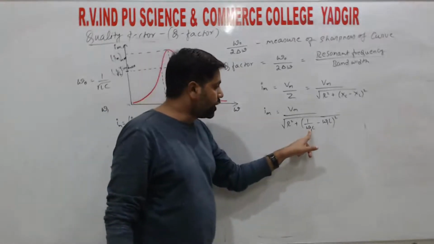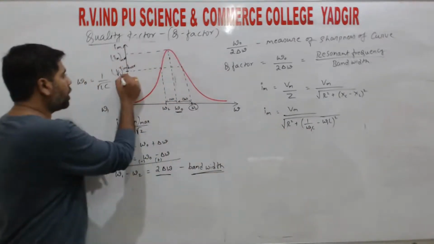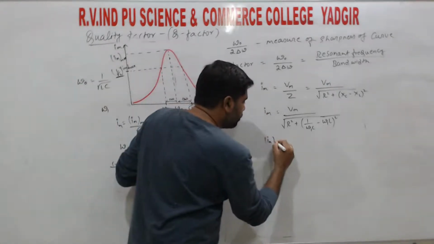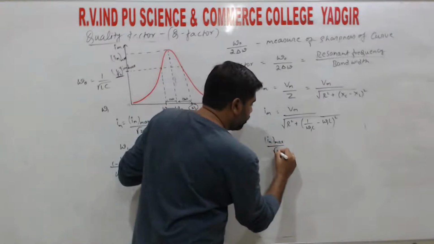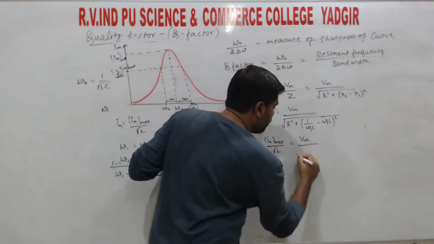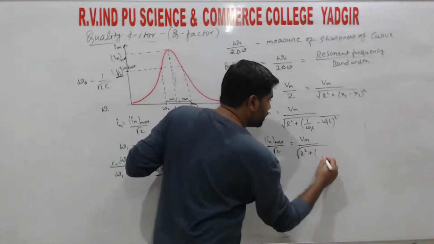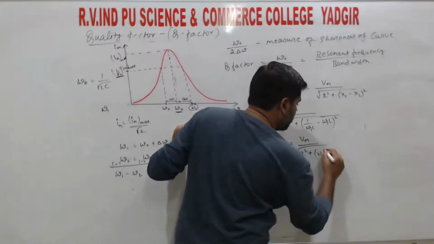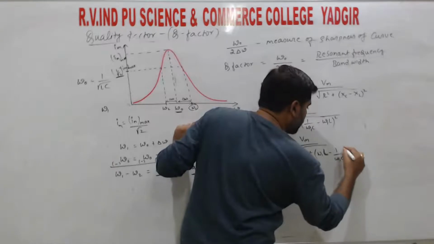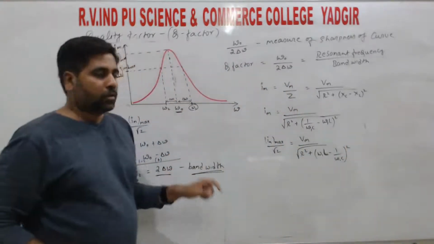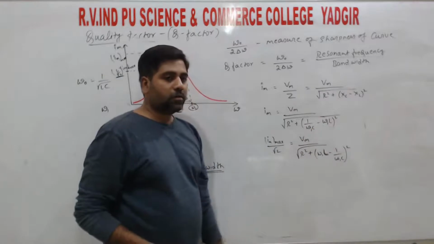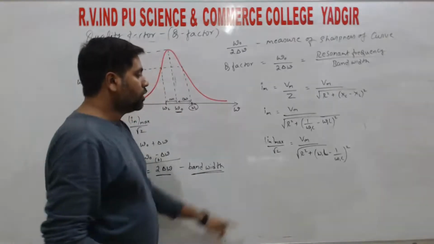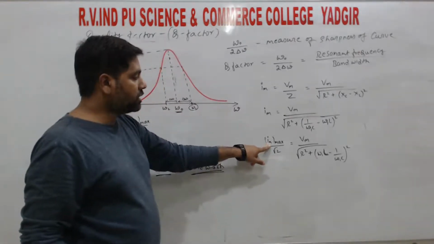At this frequency, the current equals 1 by root 2 times I maximum. So I take that as Im maximum by root 2, equals Vm divided by the square root of R square plus (omega 1 L minus 1 by omega 1 C) whole square. You can write it either way because it is squared. If we take minus common outside, squaring again gives plus, right? So we have this relation with Im maximum.